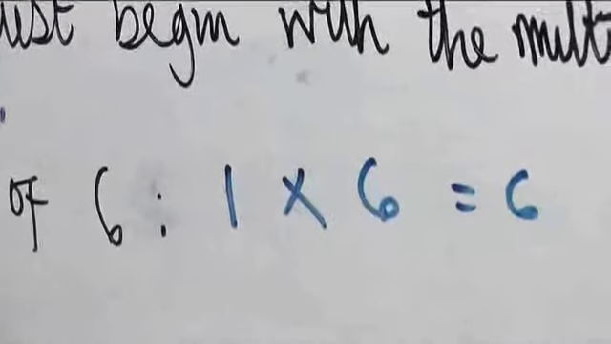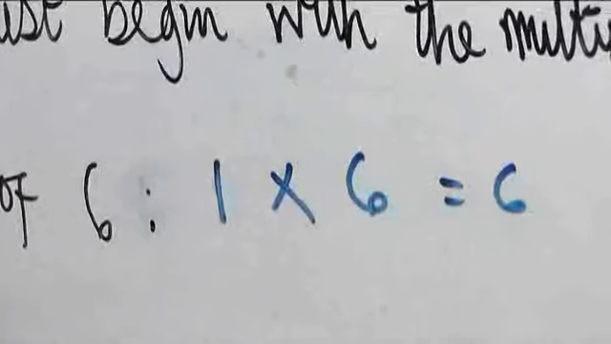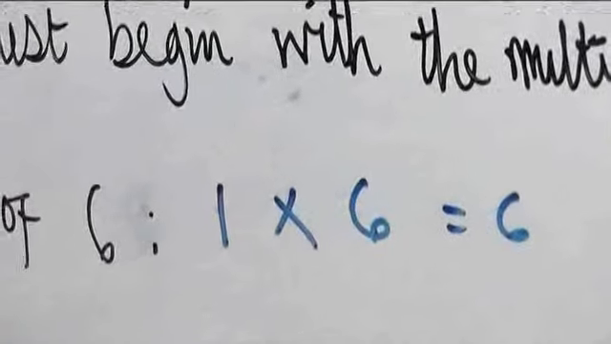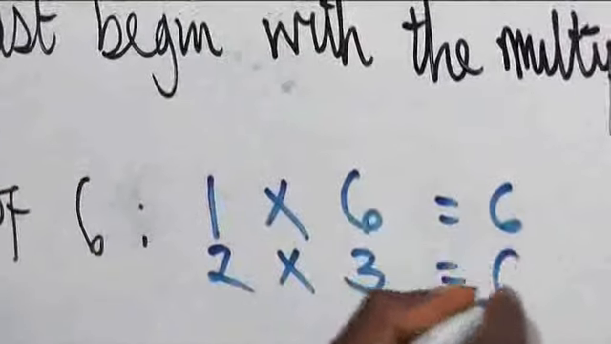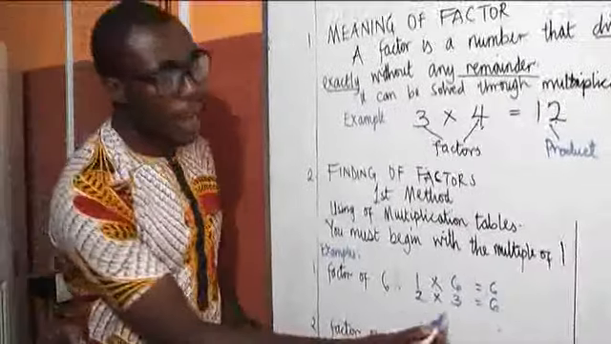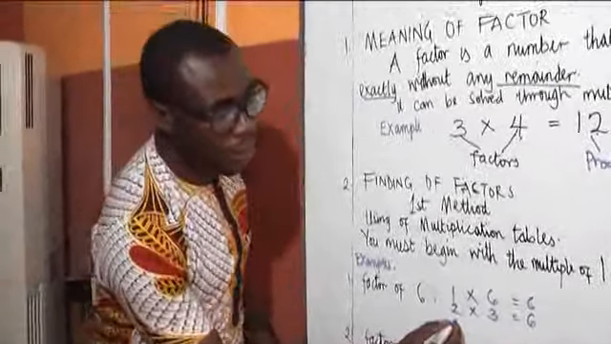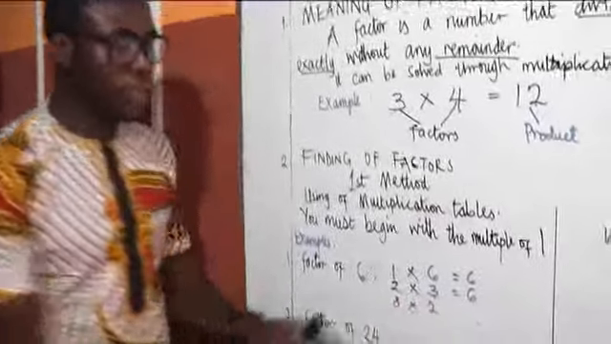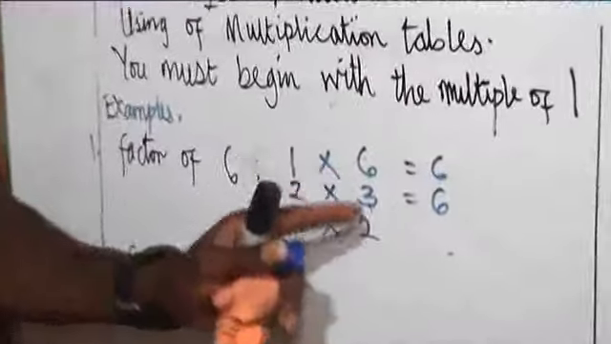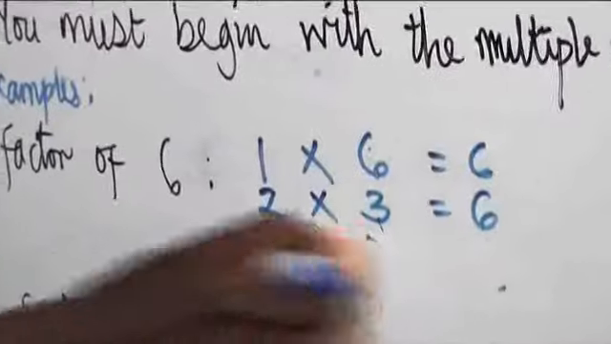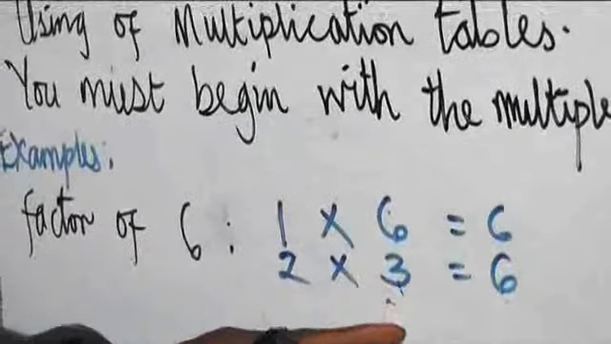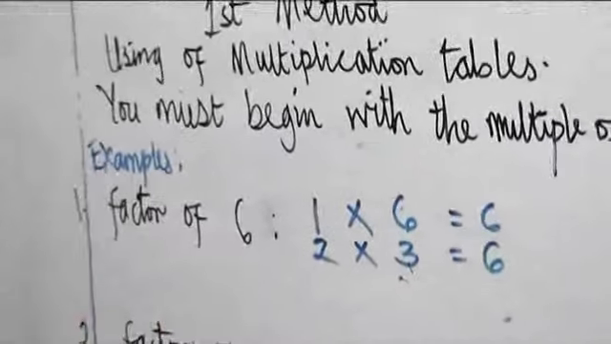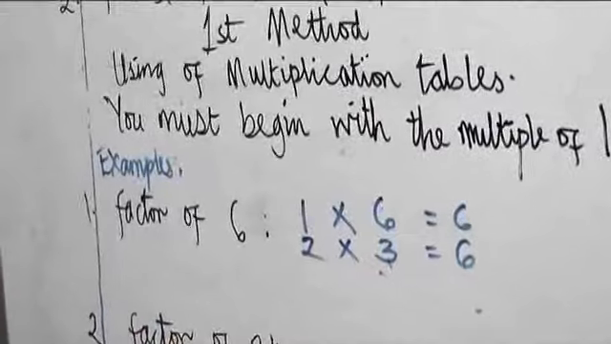You start from 1, now you move to 2. Is there anything in the multiple of 2? Good. Thank you. 2 times 3 will give us 6. Now, after we've used 3, that is 3 times 2, which is more or less a repetition of 2 times 3, then you move further. Now let's go to multiple of 4. 4 times what can give us 6? Is there anything? No.